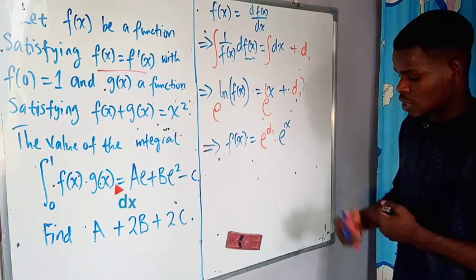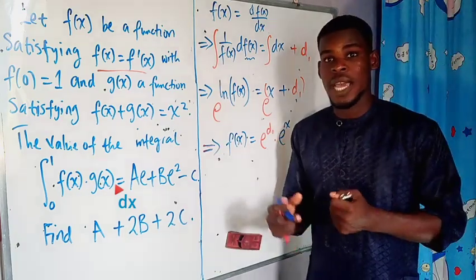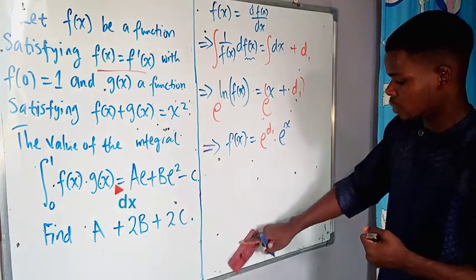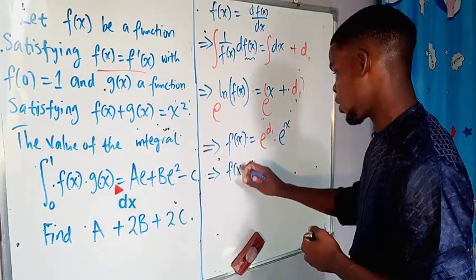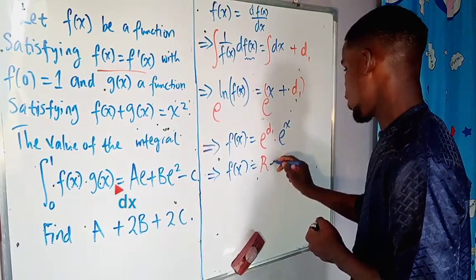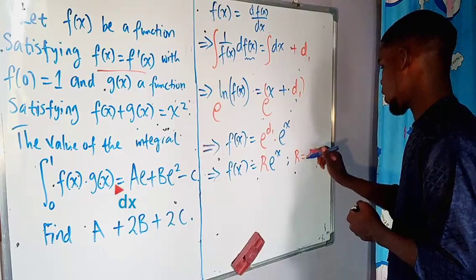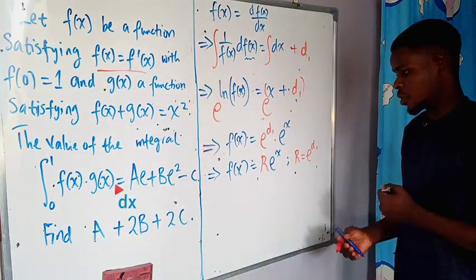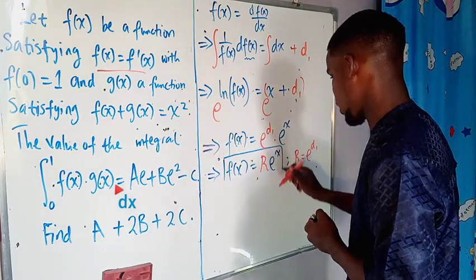And I'm putting this in red because you notice that d here is an arbitrary constant, and e, which is a constant on its own, raised to an arbitrary constant, the result is going to be an arbitrary constant. So let's call it r. That means this function f of x is going to be r times e raised to the power of x. So r here is in fact e raised to the power of d1, which is an arbitrary constant.